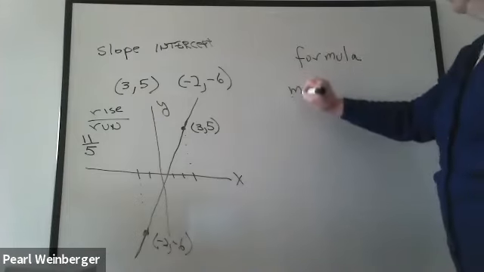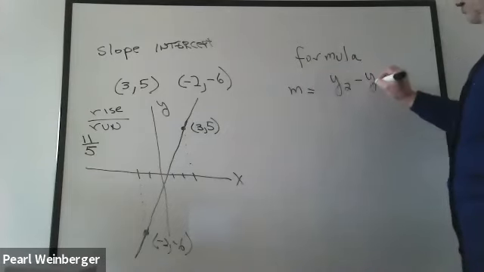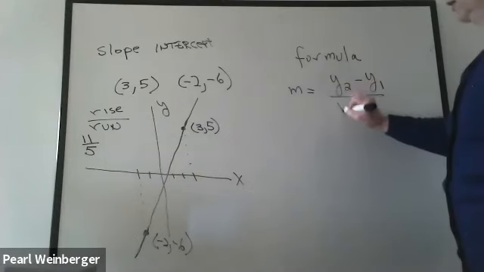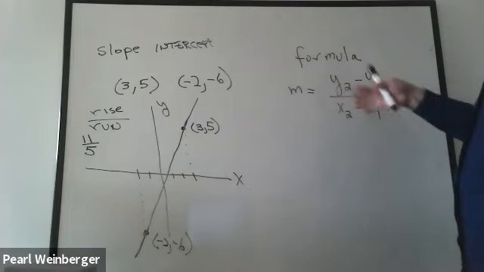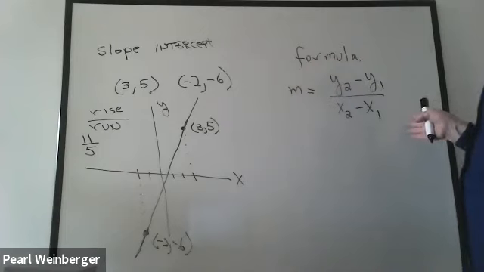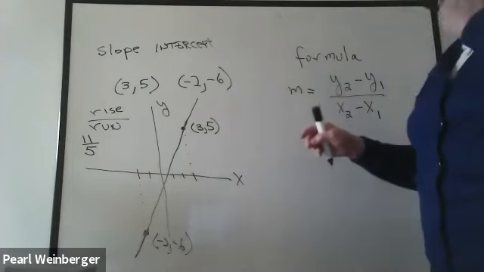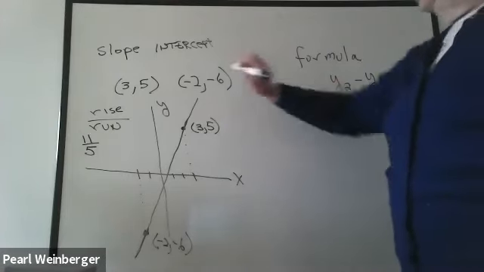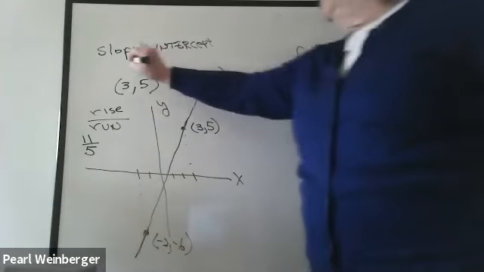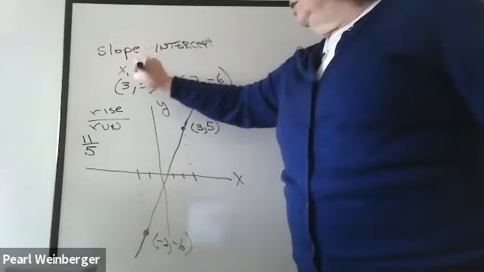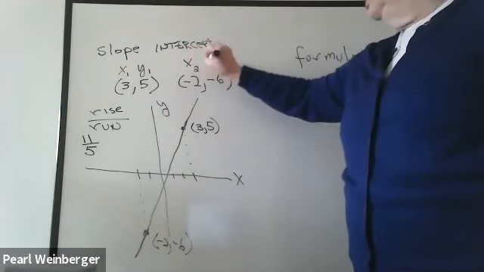The formula for the slope is m equals y2 minus y1 divided by x2 minus x1. y2 minus y1 means the difference between the y's. x2 minus x1 means the difference in the x's. Here are my 2 points. You can pick any one to be your x1, y1. And the other point then becomes your x2, y2.